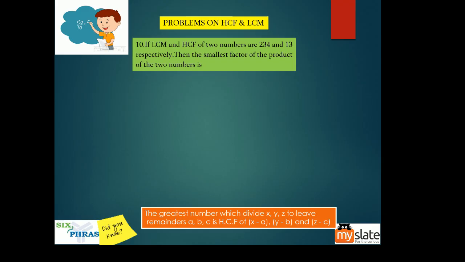If LCM and HCF of two numbers are 234 and 13 respectively, then the smallest factor of the product of the two numbers is? Again, you can use the formula that we used in the previous question. LCM, they say, is 234. It could be written as 13 into 3 into 3 into 2. HCF could be written as 13.